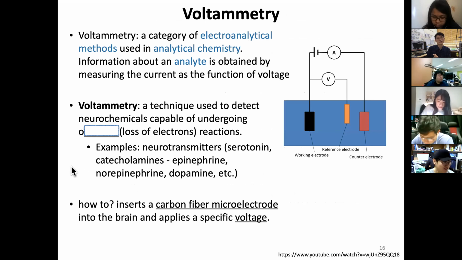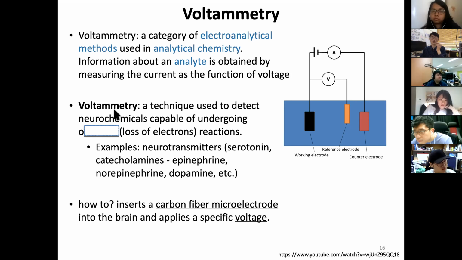Okay, so now let's change gears a little bit to offer another way of neurochemistry, which is called voltammetry. This is an electroanalytical method used in analytical chemistry. So we want to know about the analyte by measuring not the chemistry itself, but the current as a function of voltage. So the schematic is here. You have a working electrode, which is inserted into your region of interest, and reference and counter electrodes. So you apply voltage and you measure the current, okay?